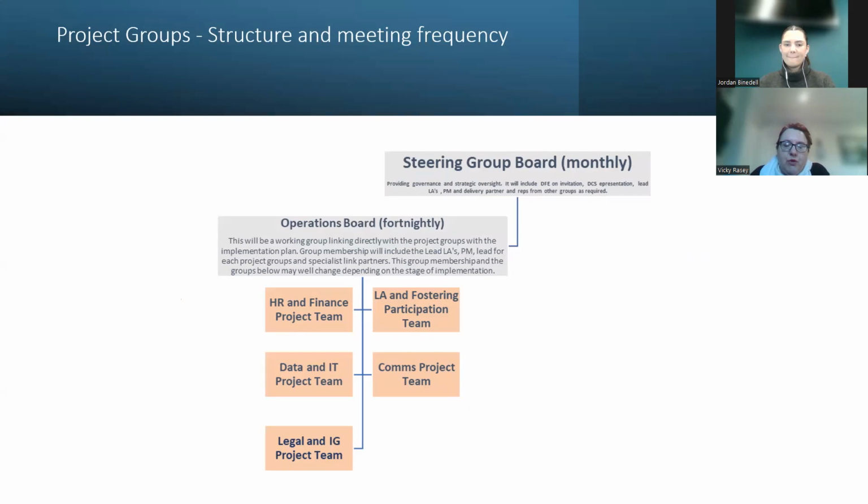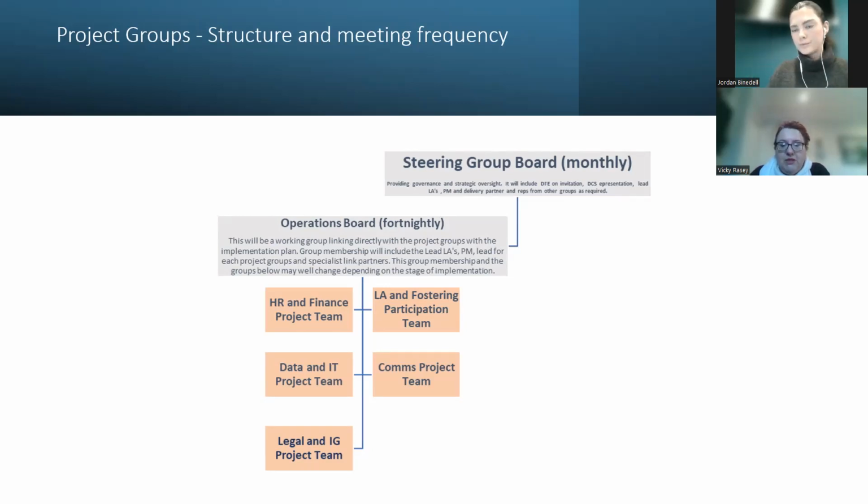Our operations group, which has a link lead from every local authority in the region, meets fortnightly. So usually we'll say direct questions to your link lead for your local authority first. In general, that's your fostering lead, for most local authorities. And then we have a number of groups targeting each design phase of the hub that meet as necessary.